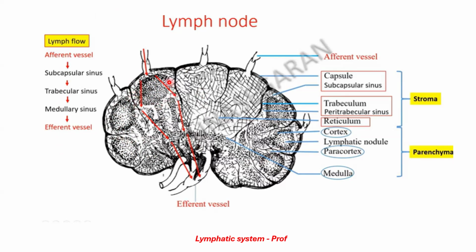And this paracortex is thymic dependent because it has a lot of T lymphocytes. Remember, the T lymphocytes are coming from the thymus. The paracortex is here. So it's thymic dependent because it will contain T lymphocytes coming from the thymus. So if you have a deficiency in the thymus, that means you have the paracortex having fewer T lymphocytes. So that's the histological organization of a lymph node.